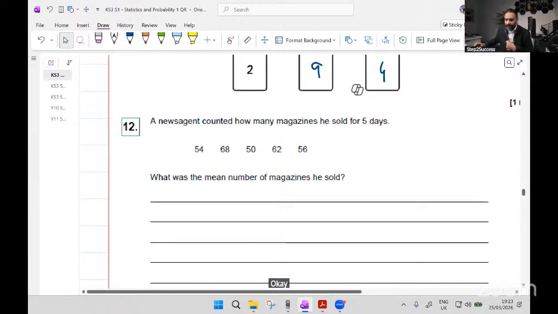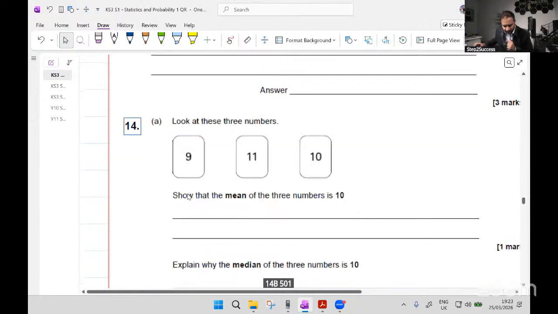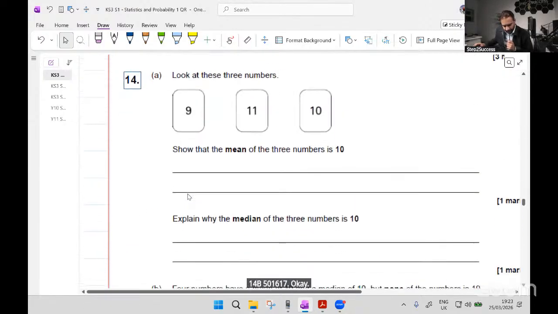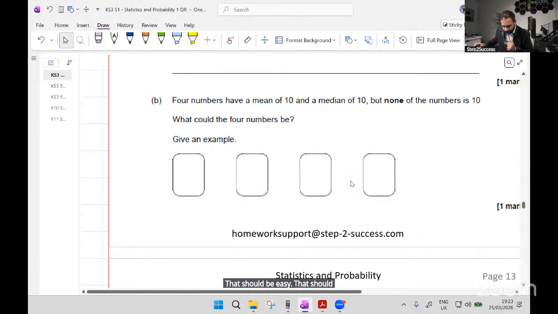Okay, that's question 11B. Then we've got 14B, 15, 16, 17. That should be easy. That should be easy.